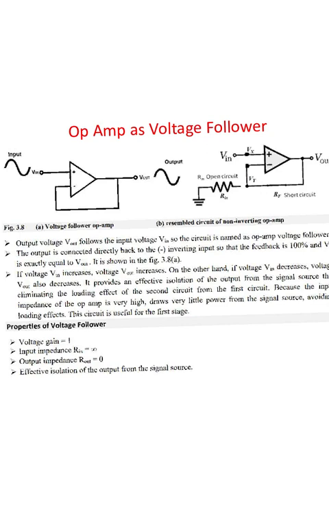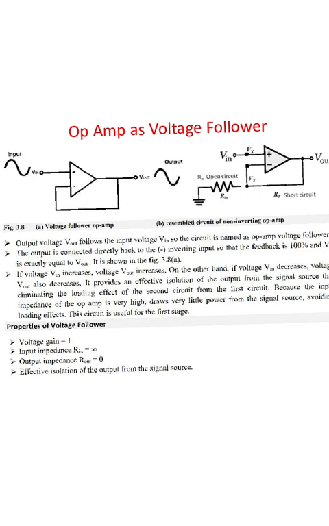It provides an effective isolation of the output from the signal source, eliminating the load effect of the second circuit on the first circuit. Because the input impedance of the opamp is very high, it draws very low power from the signal source. Avoiding the load effects, the circuit is useful for the first stage.